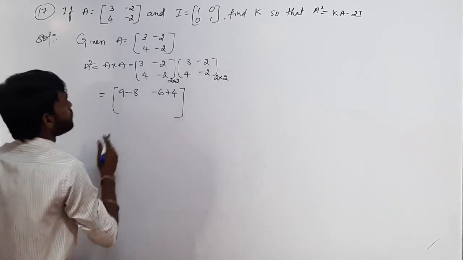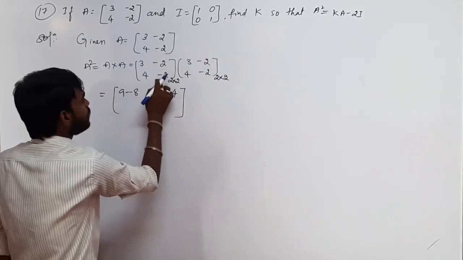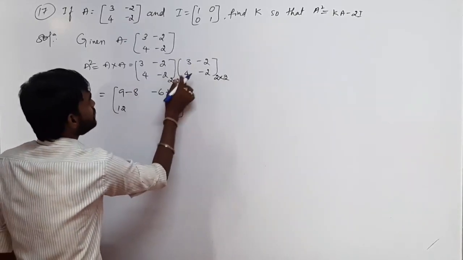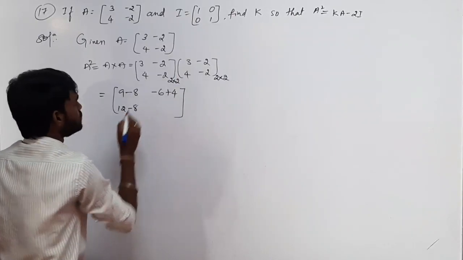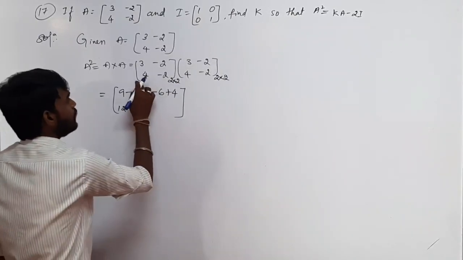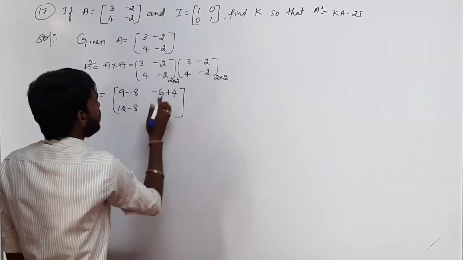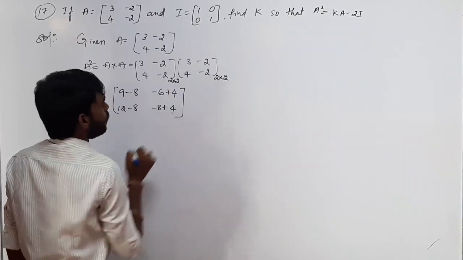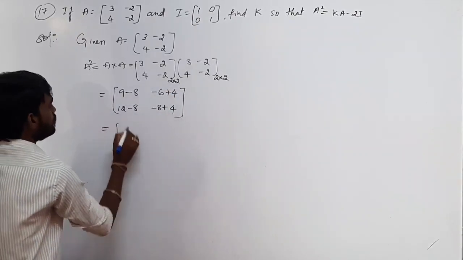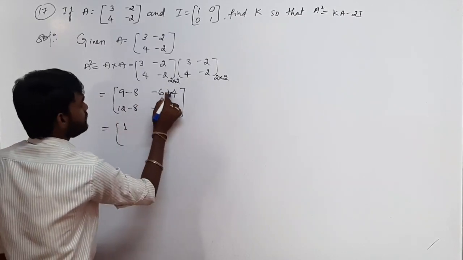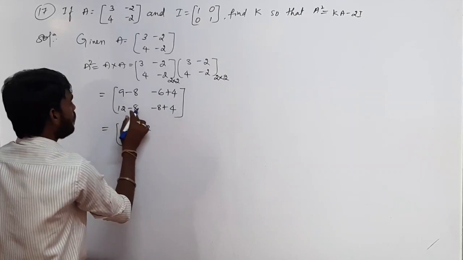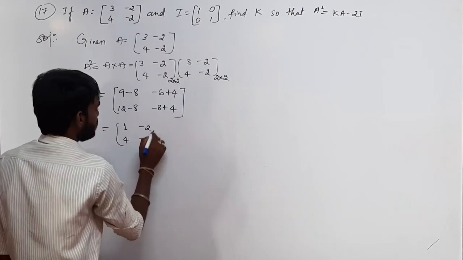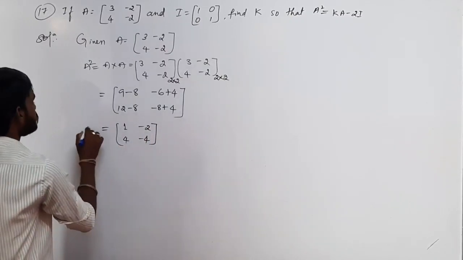Now next, second row first column, that is 4 3s are 12. Minus into plus minus, 2 4s are 8. Clear. Next, second row second column, plus into minus minus, 4 2s are 8. Next, minus into minus plus, 2 2s are 4. Now this is equal to 9 minus 8 is 1. Minus 6 plus 4 will be minus 2. 12 minus 8 is 4. Then minus 8 plus 4 will be minus 4. Now this is A squared.